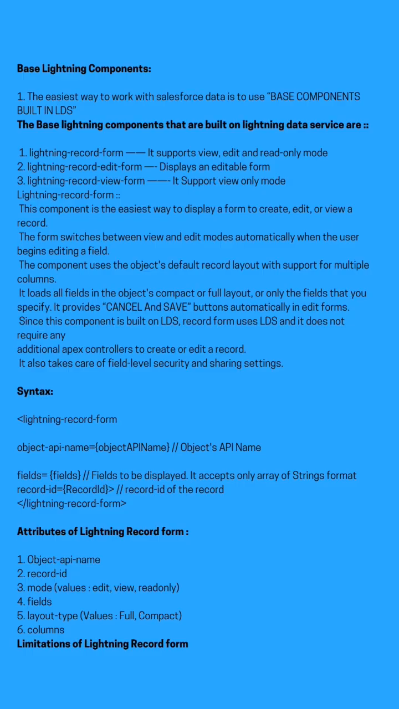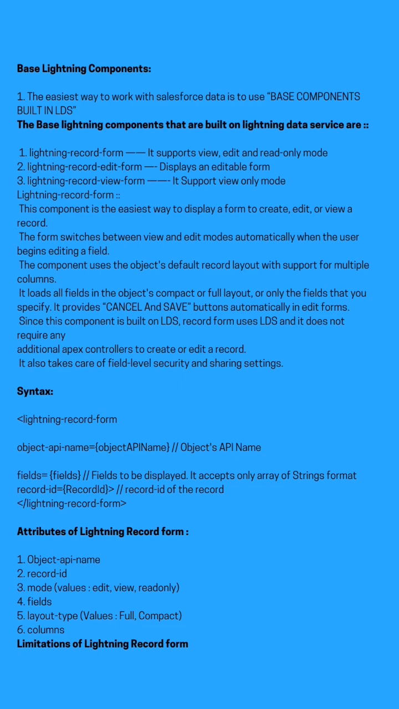It also takes care of field-level security and sharing settings. Syntax: <lightning-record-form object-api-name="Object API Name" fields={fields}>. Fields is the list of fields to be displayed. It accepts only an array of strings format. record-id={recordId}></lightning-record-form>.